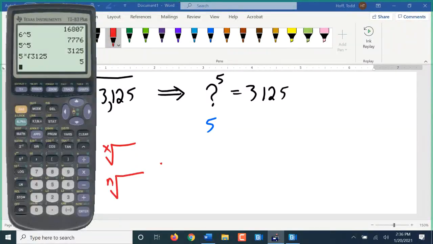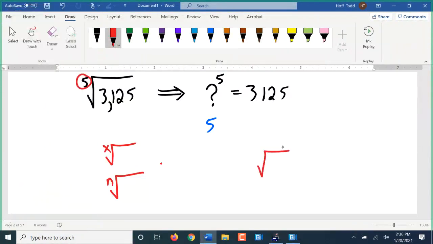For this class, we're not going to be doing a lot with roots that are bigger than a square root. If we see that radical symbol with no number here, that number is assumed to be 2. It means what number squared equals 49? Most of us know that is 7.